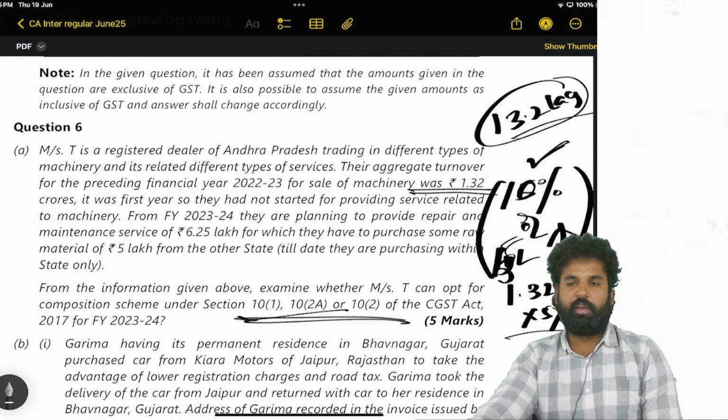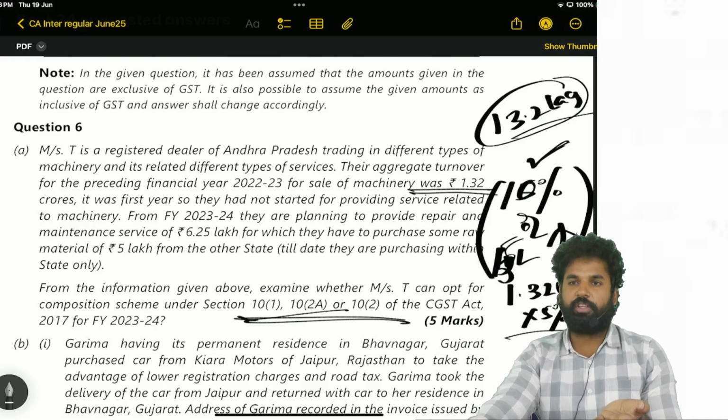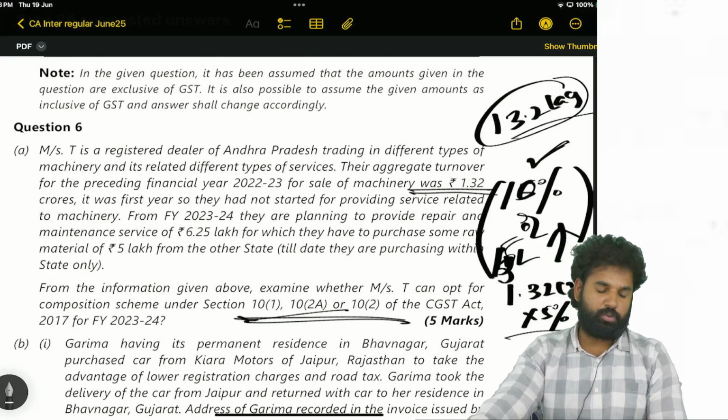10% or 5 lakhs, whichever is higher. 10% of last year turnover means how much? 13.2 lakhs. Up to 13.2 lakhs services can be there. So here the services supply is only 6.25. Okay, so they can do so.